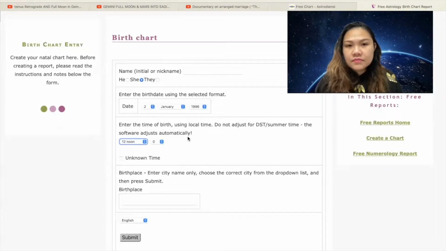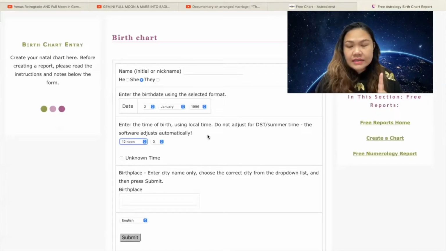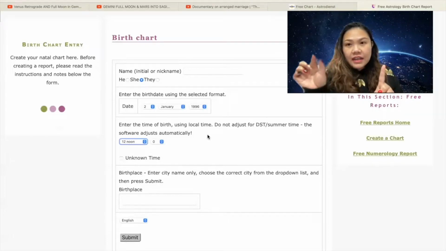If you know the exact time of your birth, like I said, there are two official ways to figure out the time of your birth. First, you need to check your birth certificate. Usually there is a line next to our birthday and birthplace.